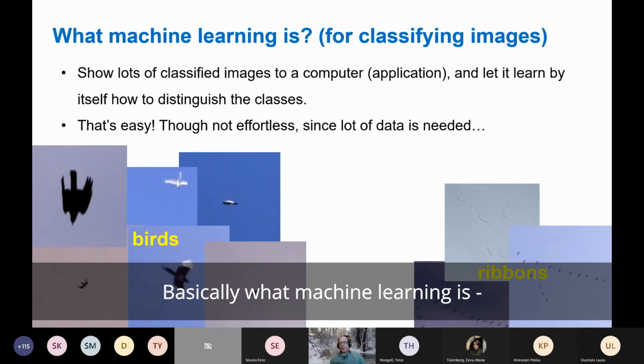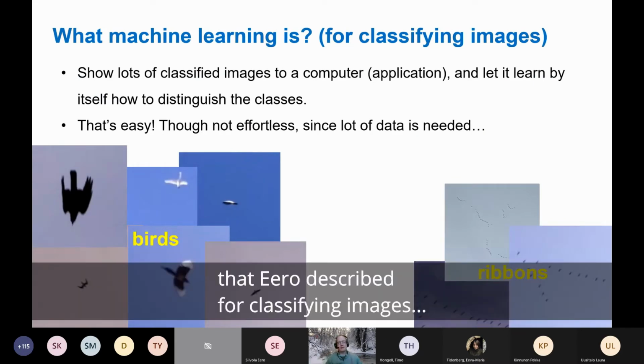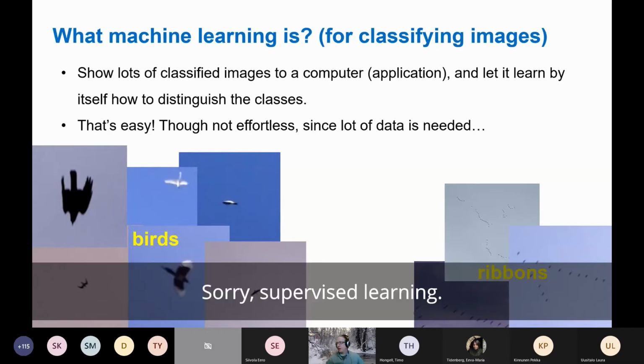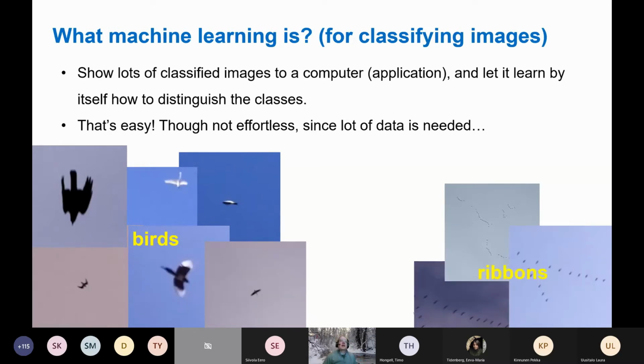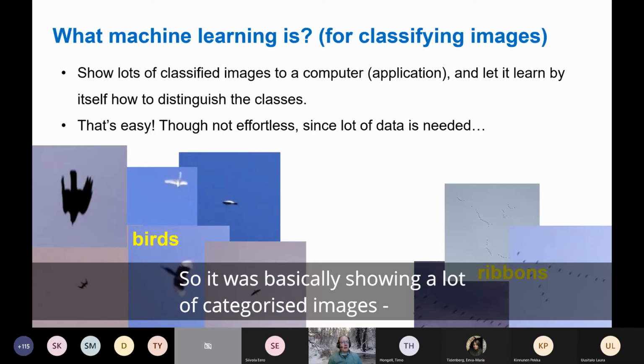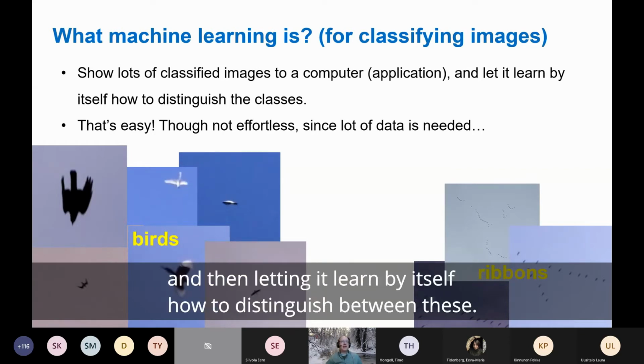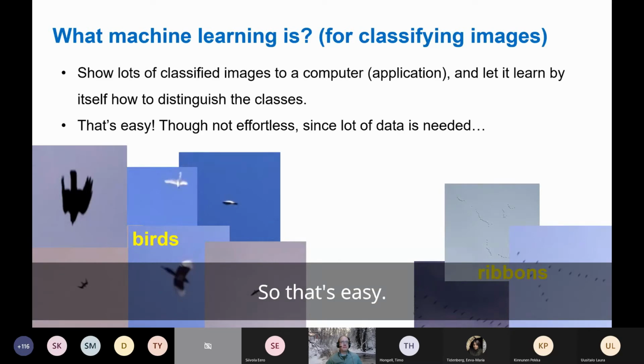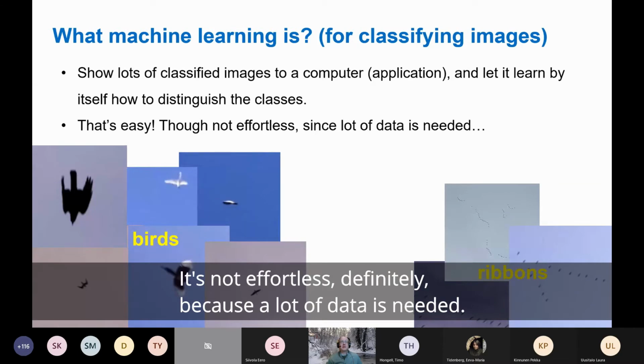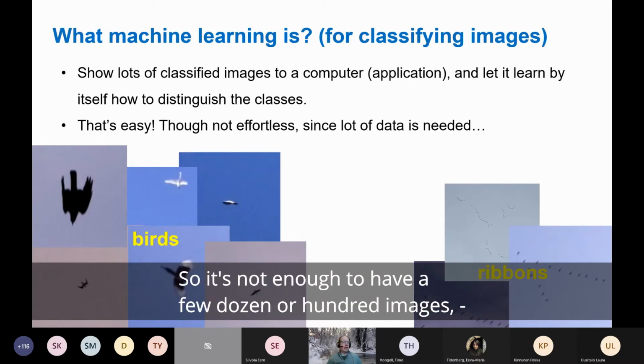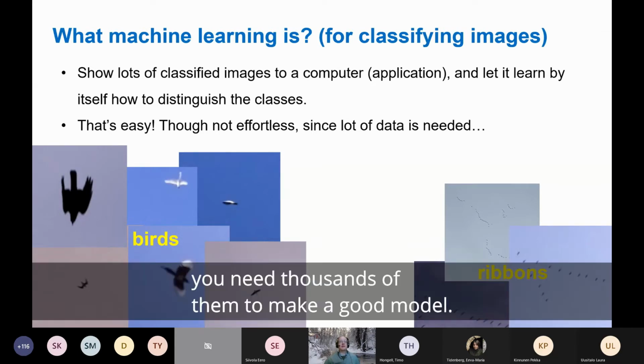So basically what machine learning is, and what is supervised learning, that Eero described for classifying images. It's basically showing a lot of classified, categorized images to a computer application, and then letting it learn by itself how to distinguish between these. So that's easy. It's not effortless, definitely, because a lot of data is needed. It's not enough to have a few dozen or a few hundred images. You need thousands of them to make a good model.